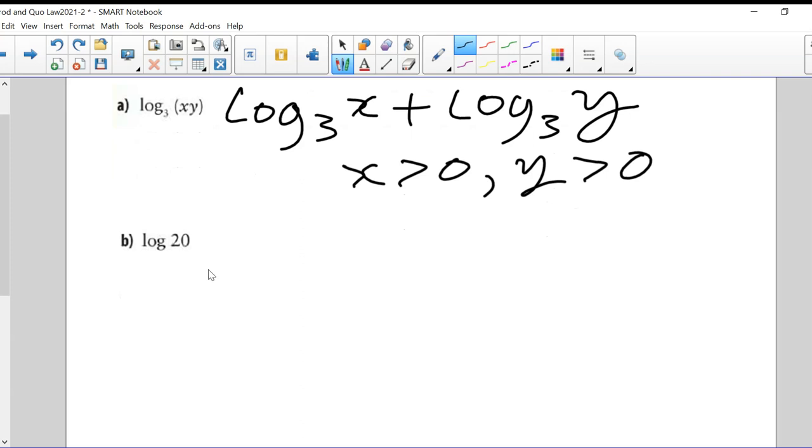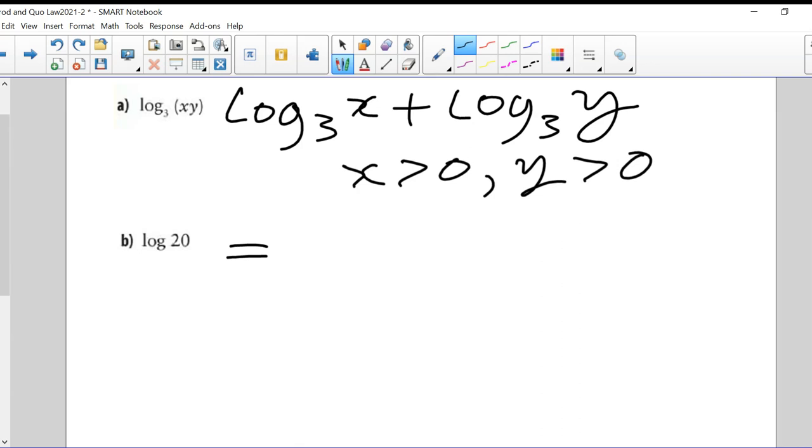Can anybody think of a way that I can write the log of 20? Give me different ways that I can do that. What's the log of 20 equal to? And there's more than one way to do that. Come on, folks, help me out here. Give me a way to write the log of 20 as a sum, in other words.